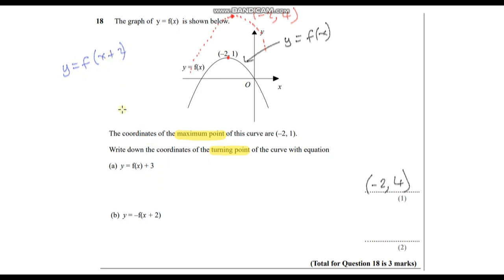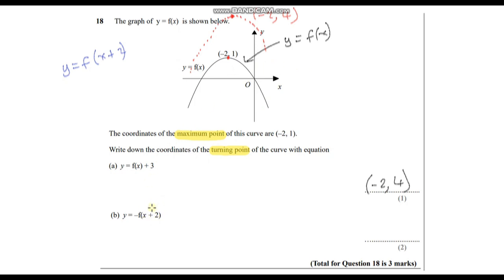Now, this time, the difference between kind of the +3 and the +2 is that the +2 is inside the brackets. So when it's outside the brackets, we're going to shift it up or down. But when the number is inside the brackets, we shift it left and right.